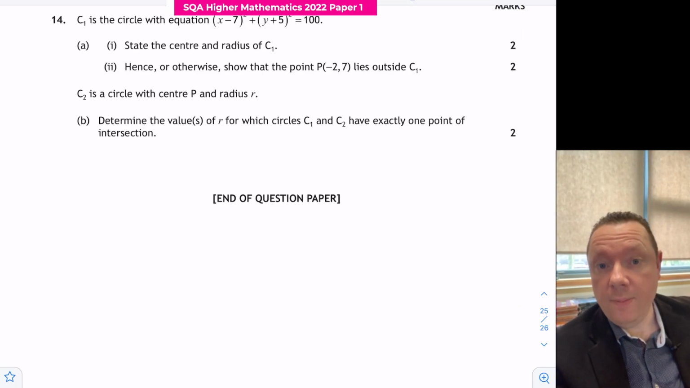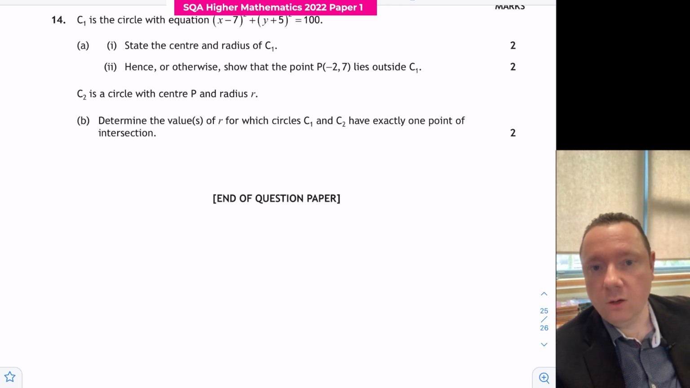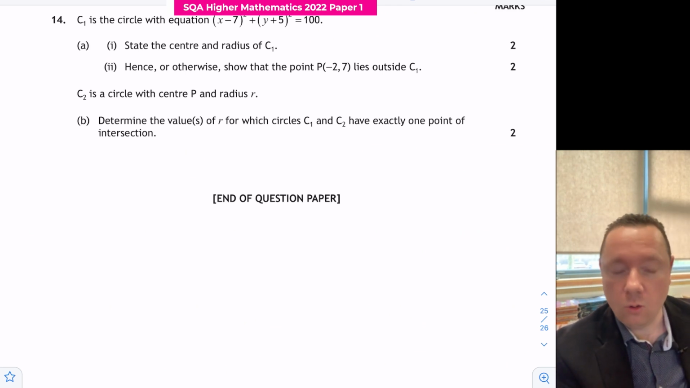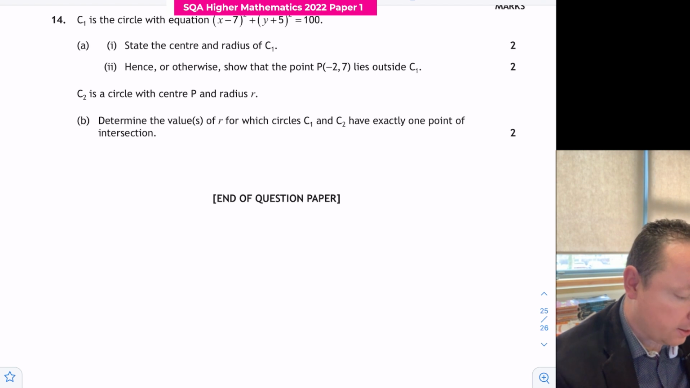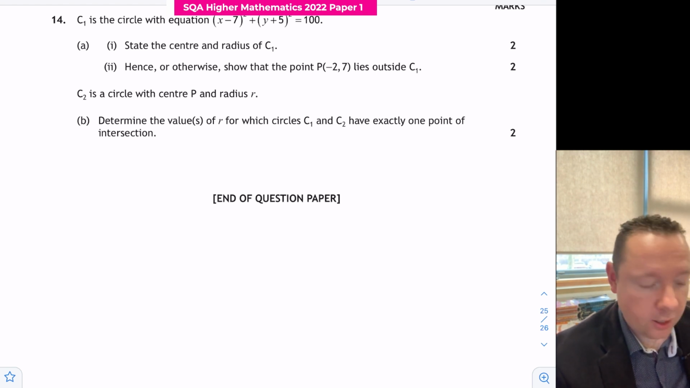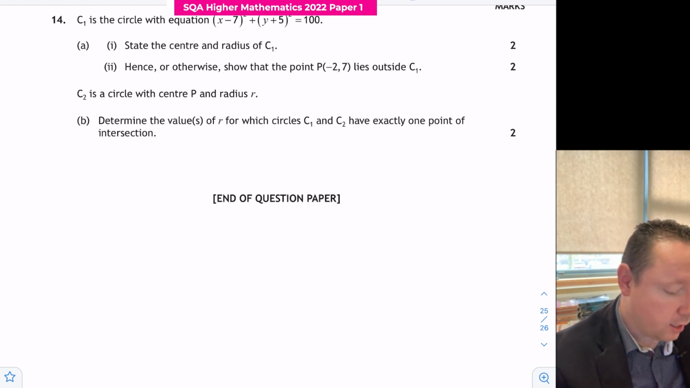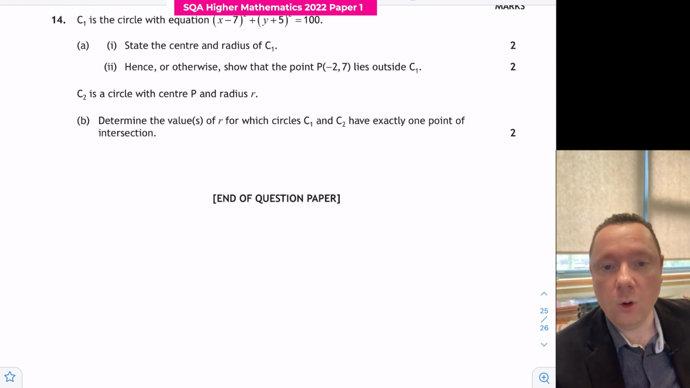SQA 2022 Paper 1, Question 14, the final one of the paper, and it was a circle question. It says circle C1 has equation (x minus 7) squared plus (y plus 5) squared equals 100. State the centre and radius of the circle, and then hence or otherwise show that the point (minus 2, 7) lies outside the circle. Part B is another circle with centre P and radius R. Determine the values of R where C1 and C2 have one point of intersection.